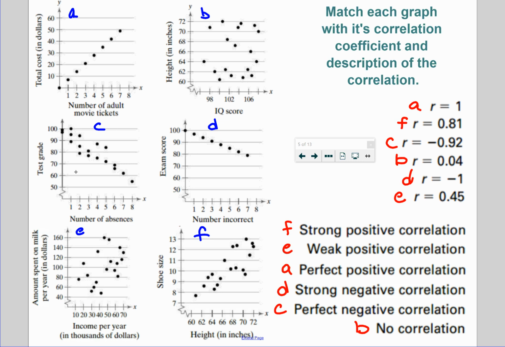E and F are really similar. F, the data is clustered a little bit more towards where you would draw a line of best fit. So we say F has a little bit stronger of a correlation, so closer to 1 than E. E, it's a little more spread out. Still positive, still trending up, but a little more spread out there. Okay. Any questions on this?